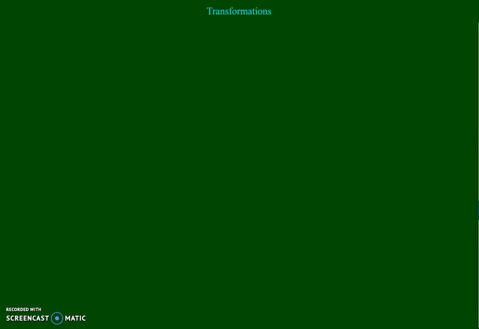This is part one of the series Transformations, and in this series we're going to investigate the four major types of geometric transformations: translation, reflection, rotation, and dilation. We're going to look at the ideas behind them, and we're going to look at how to perform them. So let's get started, and the first thing we need to know is, what is a transformation?